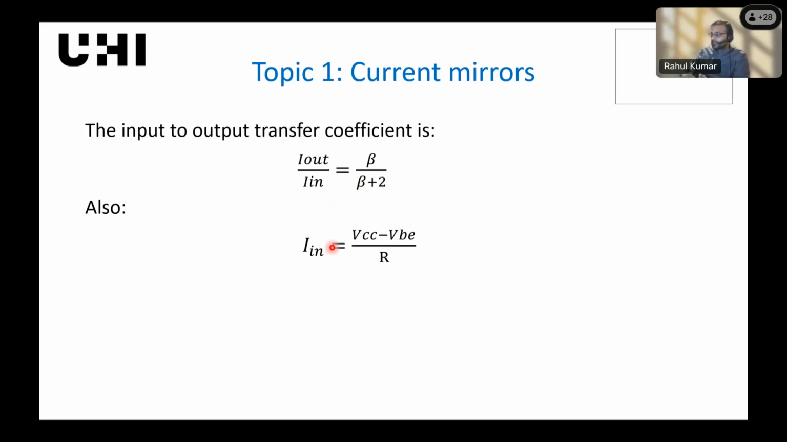Now, since the base and collector are connected, the only drop in voltage is the VBE, the base emitter voltage. It would be approximately 0.6 to 0.7 volts. The base emitter voltage drop will be about 0.6 to 0.7 volt.